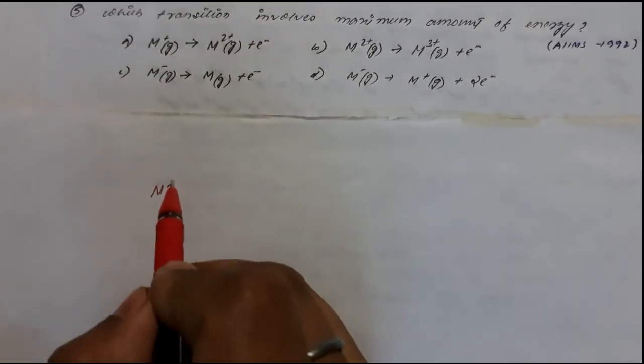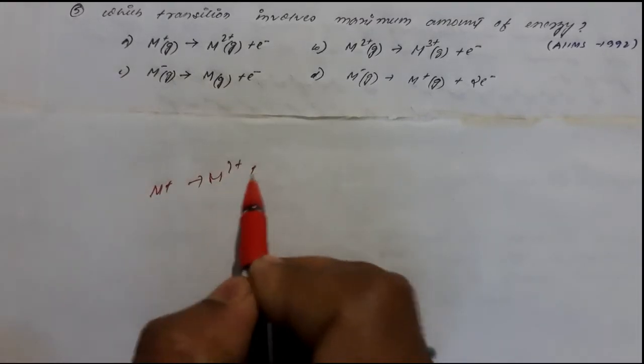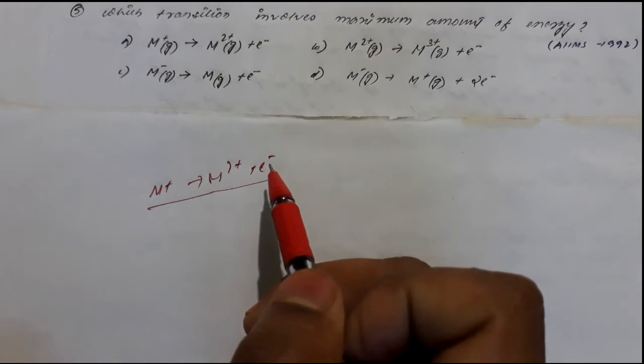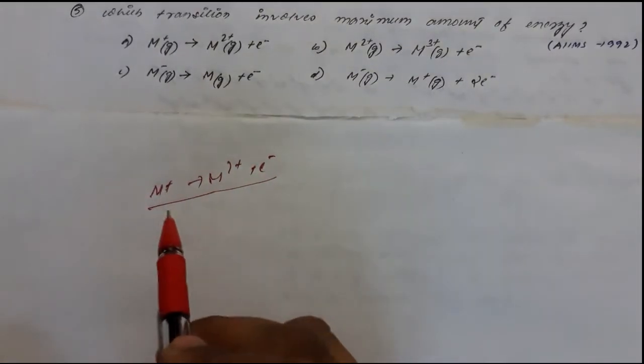Okay guys, another question here which says: which transition involves the maximum amount of energy? Look, M positive to what? M2 positive. It will involve energy, right? Because we are eliminating the electron. So we are ionizing it. So ionization potential would be there.